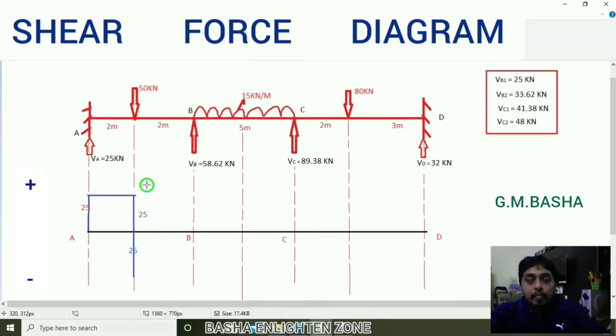Again see here, from here to here there will be no load. Therefore I am drawing constant lines, means a straight line here. If there is no load, you can draw straight lines.